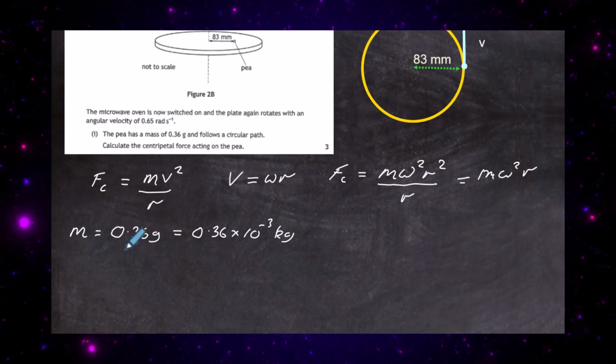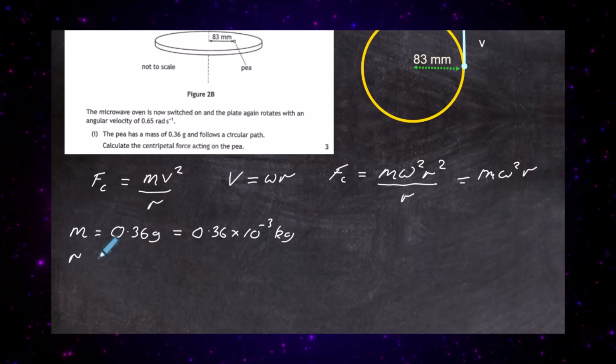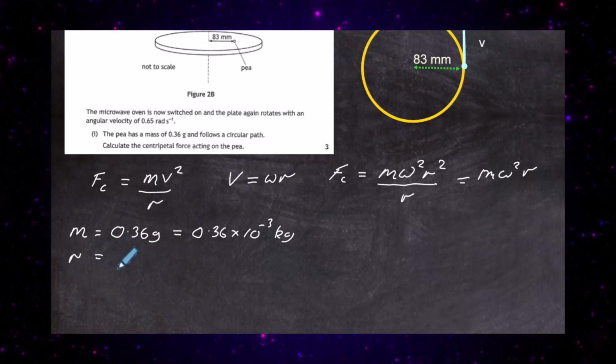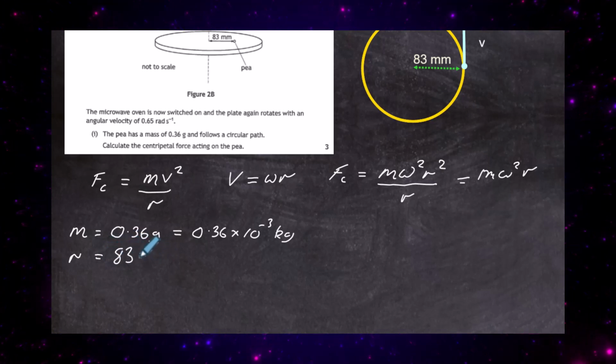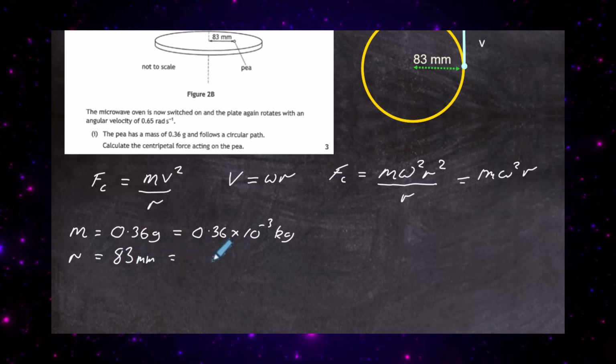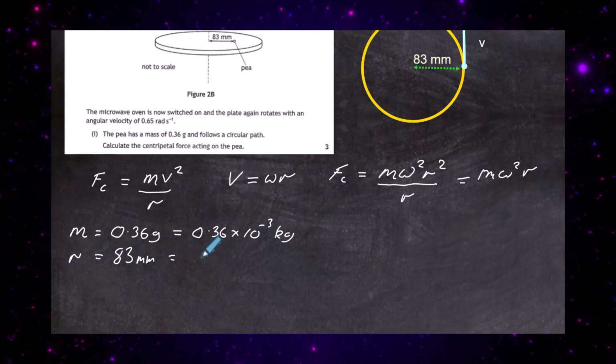The same thing happens for the radius. We know the radius is 83 millimetres. To change from millimetres into metres, we divide by 1,000. That's the same as saying multiply by 1 times 10 to the minus 3.